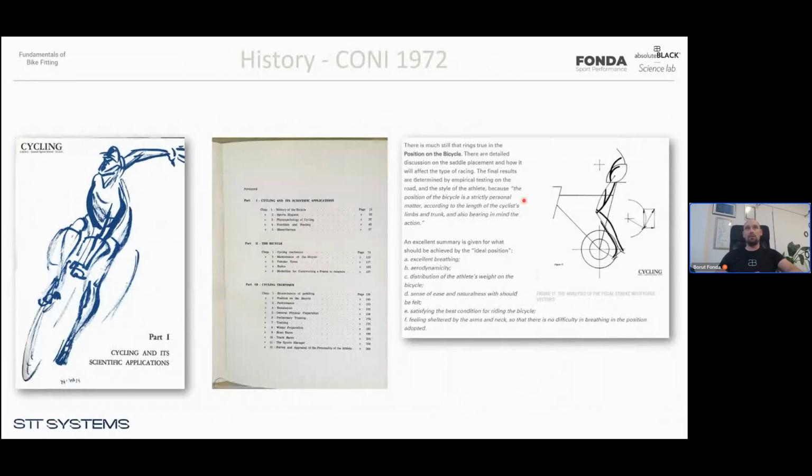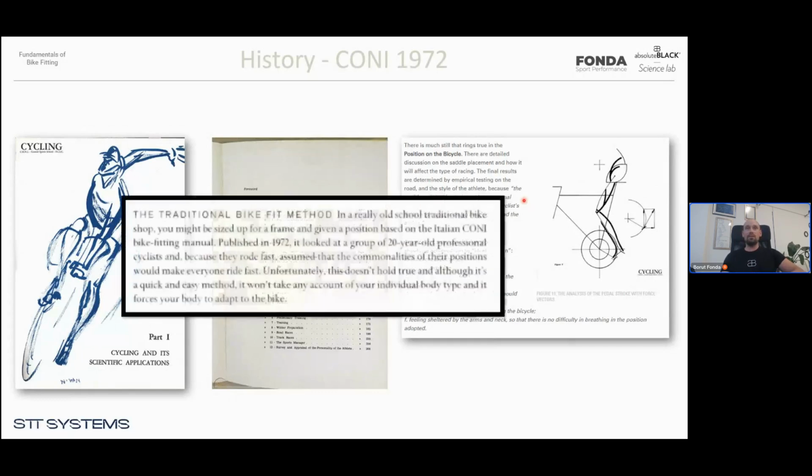We have to go quite far back, to 1972, when the Italian Olympic Committee published a handbook, basically a handbook of cycling, covering mechanics, training, and nutrition. It was one of the first handbooks written in the cycling area. On one of its pages they also speak about the position, how you should be positioned on the bike. If you look way into the text, you will see that the first recommendations came about because they invited a group of 20-year-old professional cyclists and assumed that because they rode fast, this is how you have to sit. And that's it. That's how bike fitting started. That was the first recommendation ever published.